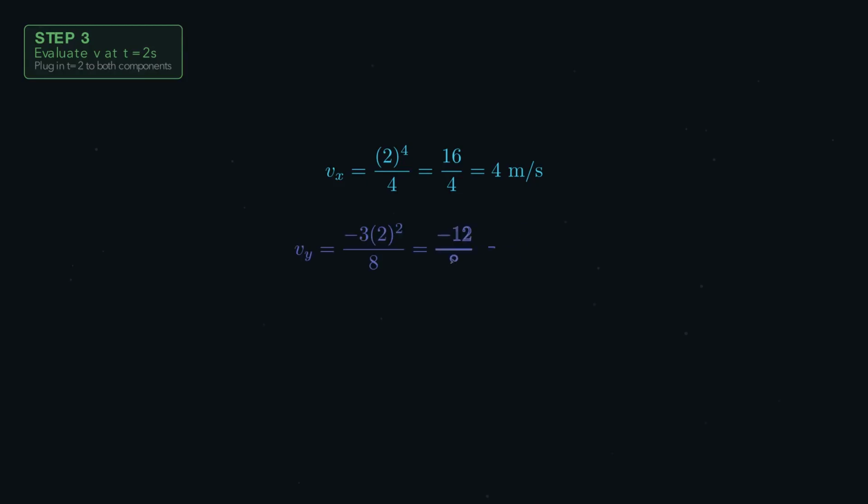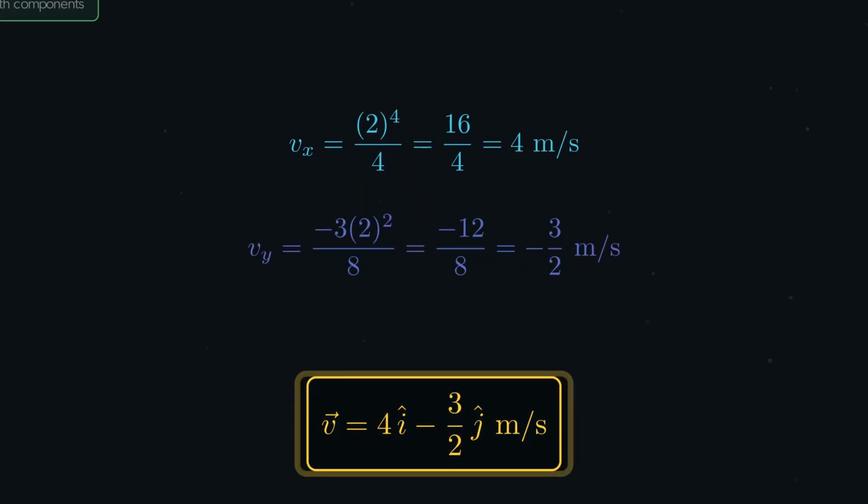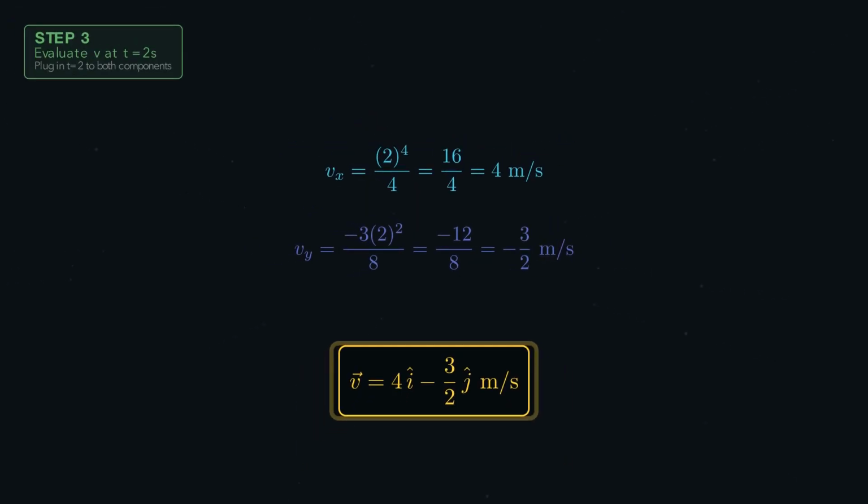The x component integrates from t cubed to t to the 4th over 4. The y component integrates to negative 3t squared over 8. Since the mass starts from rest, both constants of integration are 0. Now plug in t equals 2 seconds.